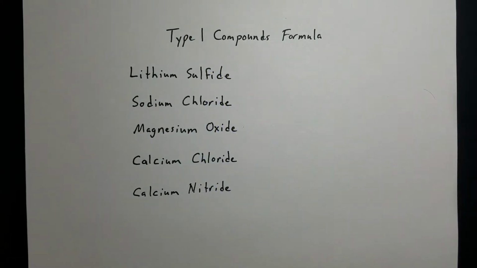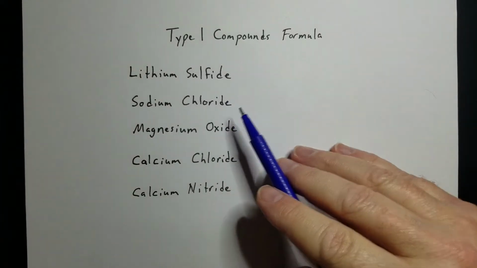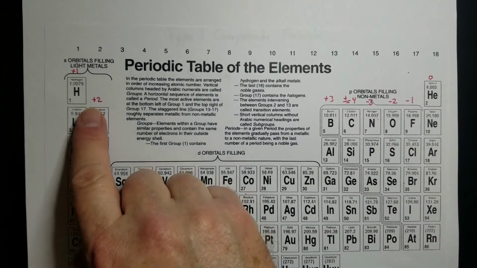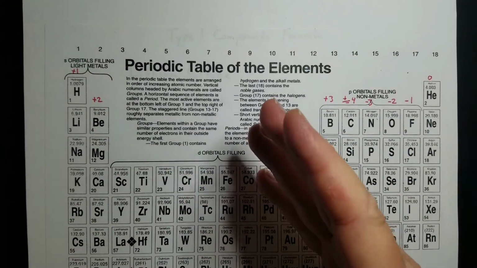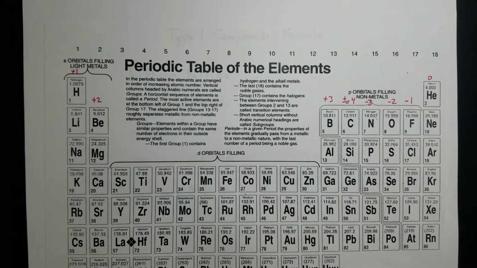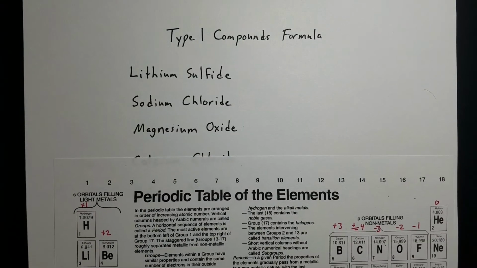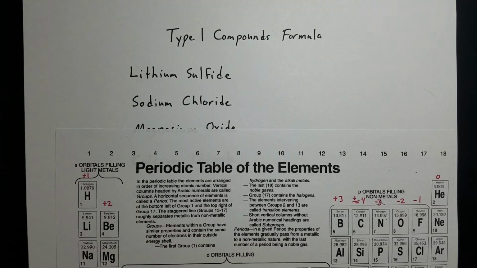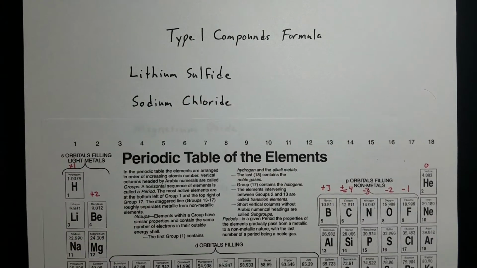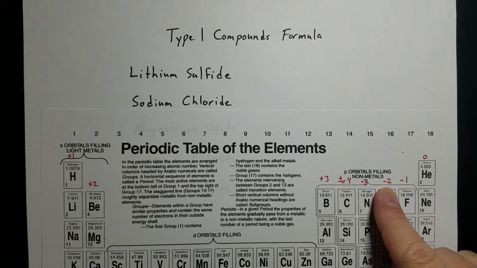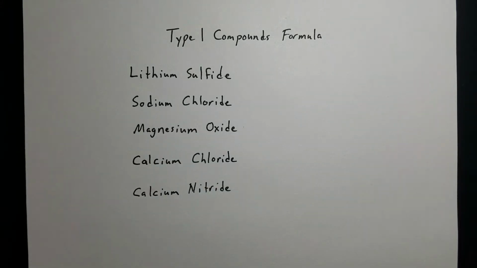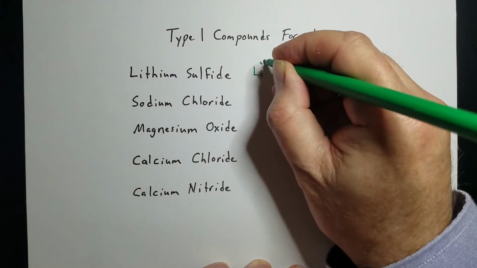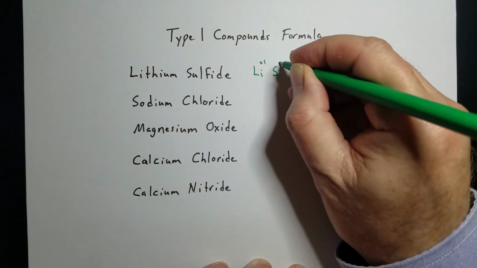Now we also need to go the other way around. We've got to take the name and write the formula for it. And so that's when these valence numbers come in handy to make sure we've got the compound balanced. Lithium is in the first column, so it's +1. Sulfide is in this column, which is a -2. So lithium is a +1, sulfide is a -2.